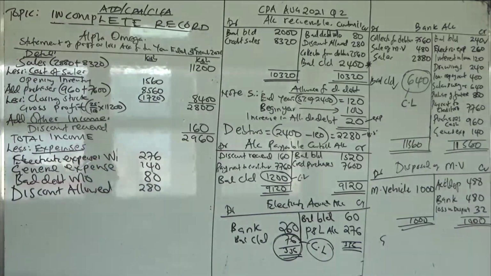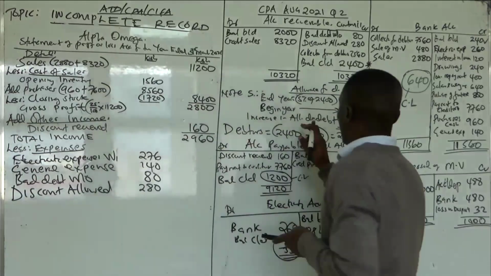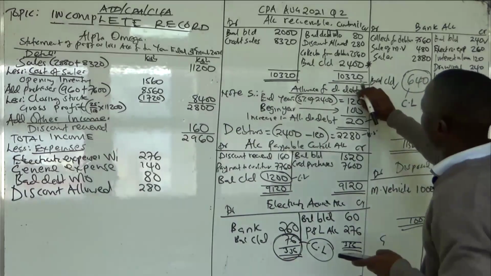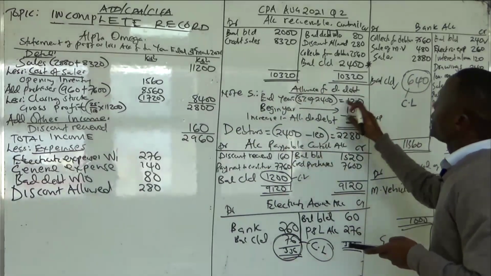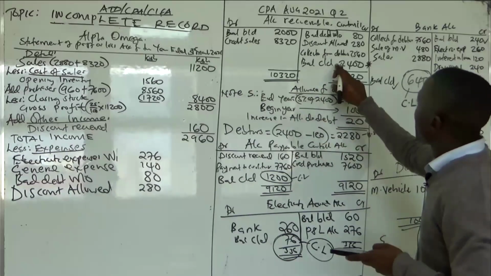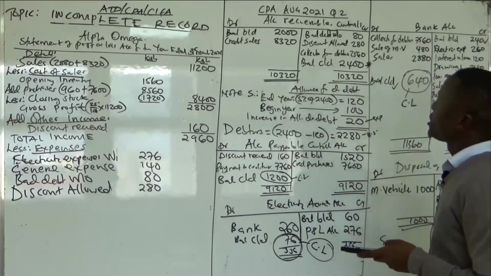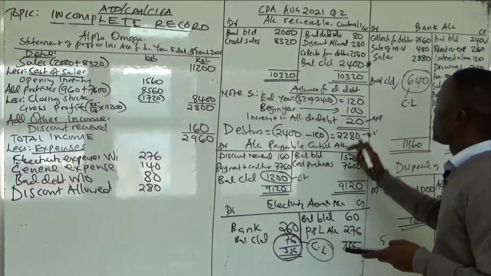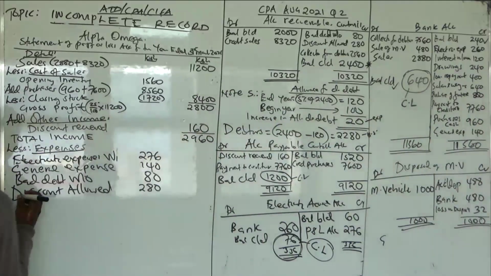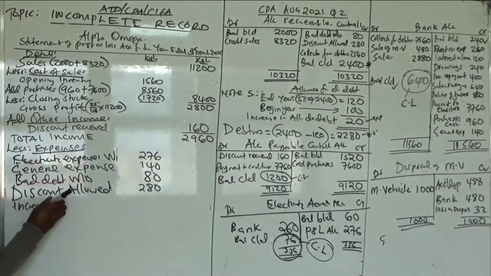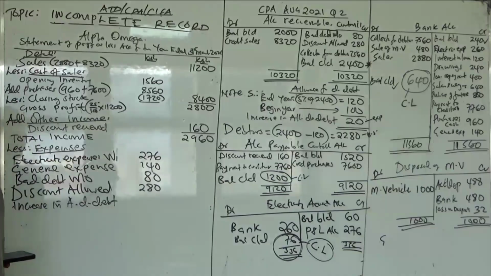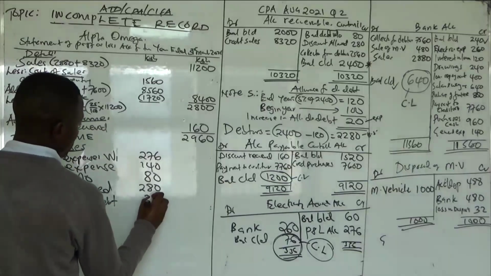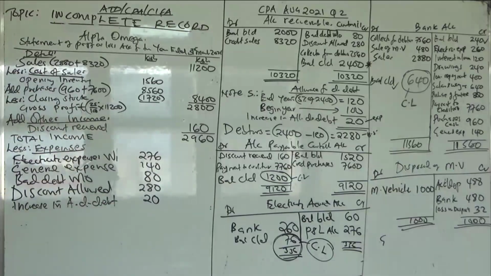Then what else is there? Allowance for doubtful debt was an increase. Because it was an increase, the beginning was 100 and at the end was 120, which we calculated at 5% on the balance of the accounts receivable. So how much remains? 20. So increase. I say increase in allowance for doubtful debt, how much? 20. Very good.